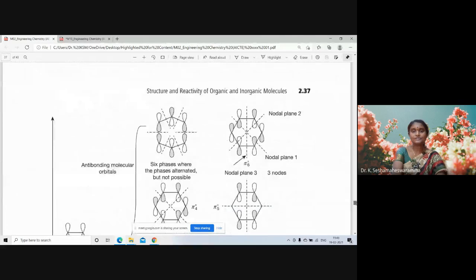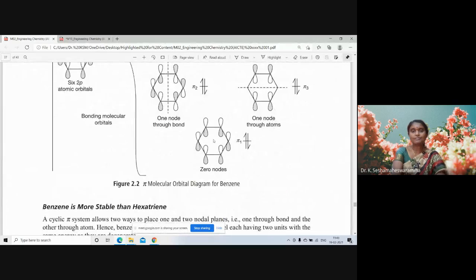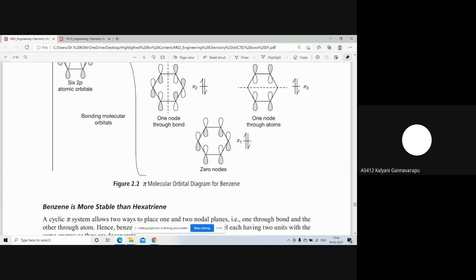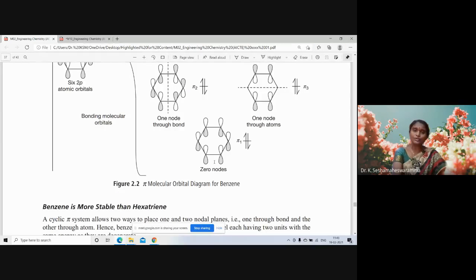You can observe here, this is the pi 1. So all the phases are aligned in the same direction. Are you observing? Is it visible to you? Yes, ma'am. So here there are no nodes, 0 nodes. It is the pi 1 having least energy due to 0 nodes.